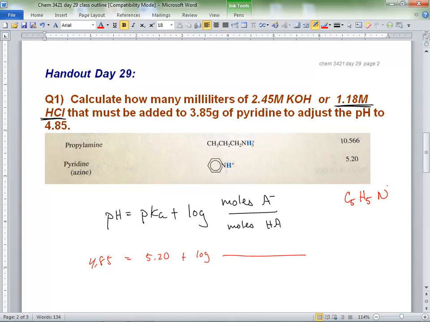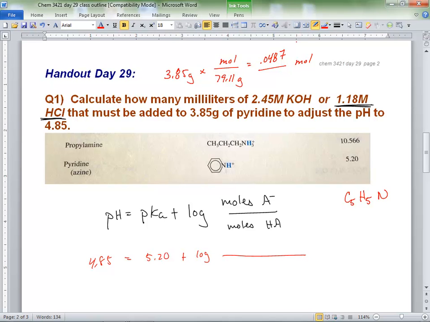79.11. Okay, where am I? 3.85 grams, this is right up here. And then Victoria, you said it was 79.11 grams in a mole. So 3.85 divided by 79.11 is about 0.049 or so, 0.0487. Carry a lot of digits. Your life is safer that way.